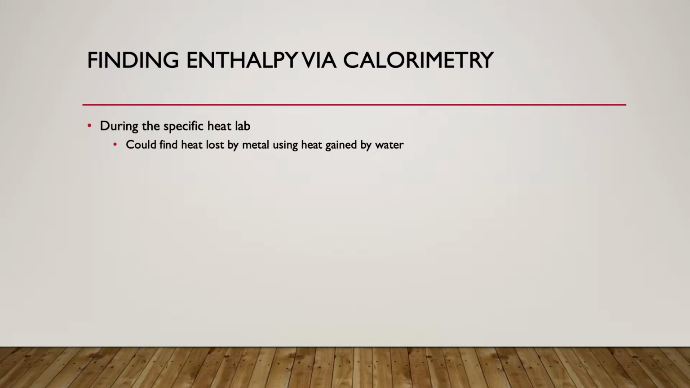Experimentally, what we're going to be doing here to find our enthalpy is use calorimetry, similarly to what we did back in our specific heat lab. Remember, previously we could find the heat that was lost by a metal by looking at the heat that was gained by the water, and this idea of calorimetry is being able to track the heat on both sides when you're gaining or losing it. We can do something pretty similar this week.